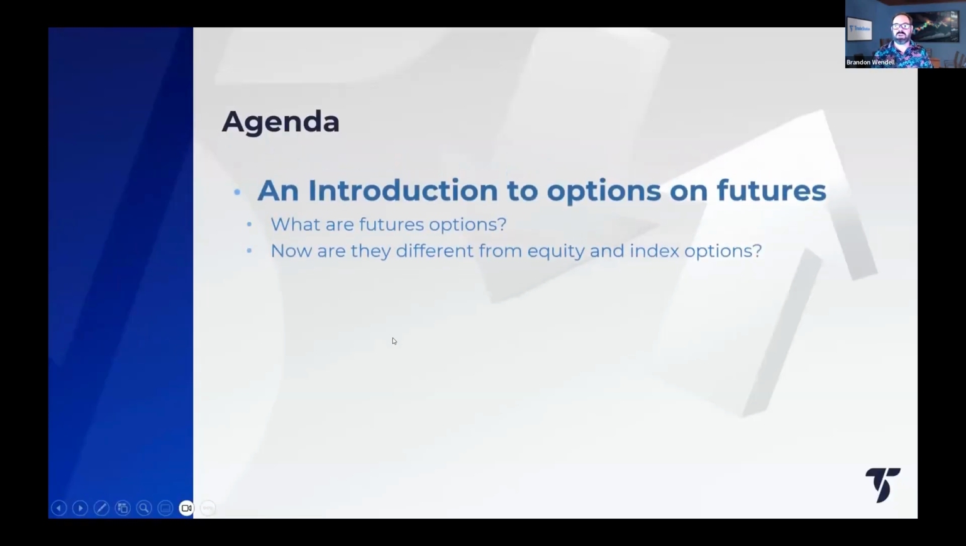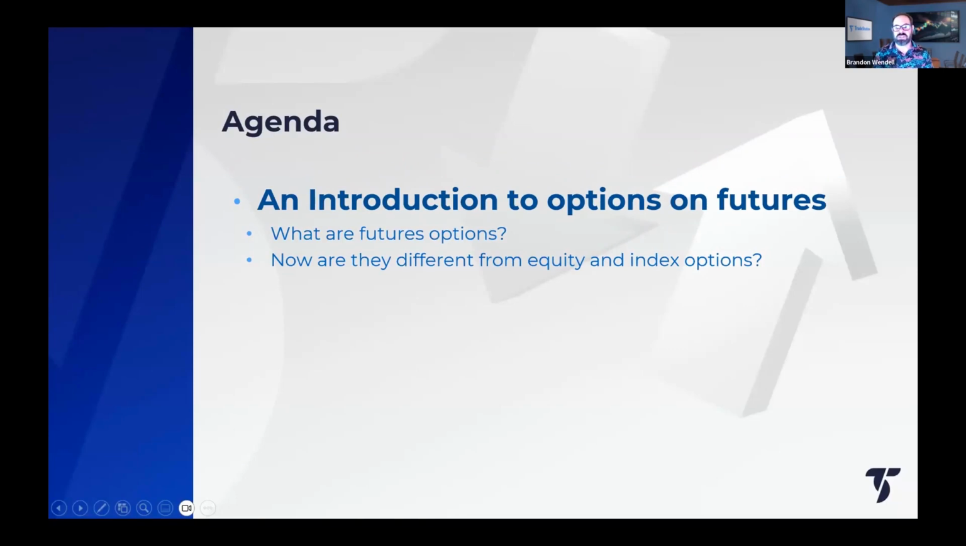For today, we're going to do an introduction to options on futures, and we'll talk about what they are and how they differ from equity and index options, which is what many people are used to trading. Equity and index options are what we call derivatives. They derive their value from the underlying asset, either an index or a stock. Options on futures are derivatives as well. However, they derive their value from a futures contract.